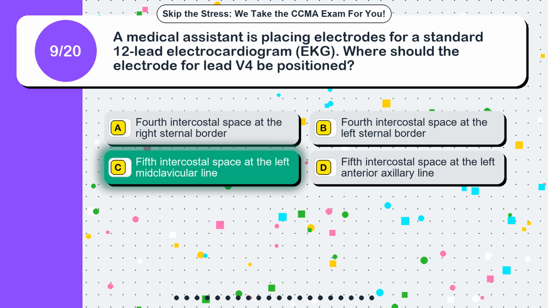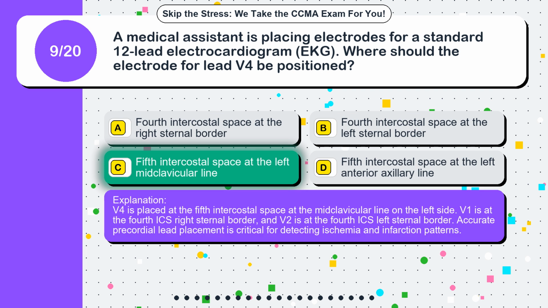5th intercostal space at the left midclavicular line. V4 is placed at the 5th intercostal space at the midclavicular line on the left side. V1 is at the 4th ICS right sternal border, and V2 is at the 4th ICS left sternal border. Accurate precordial lead placement is critical for detecting ischemia and infarction patterns.